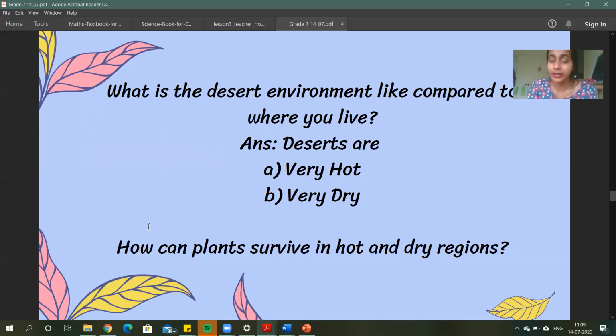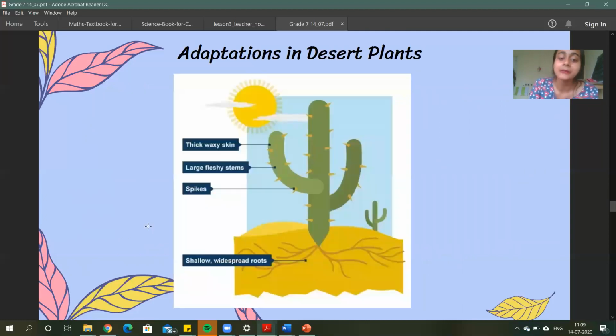If you take, say, a kadi patta plant and plant it in the desert in Rajasthan, it is not going to grow. It will not survive there. So the plants in the desert have some special adaptations, or special changes that they have made in their body so that they can survive in the desert. So what are these adaptations?